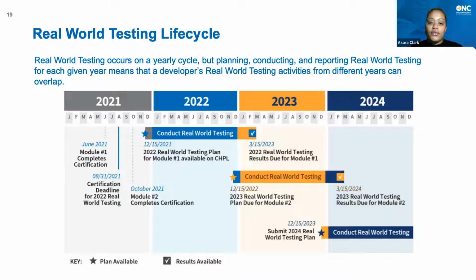And so this is how every year real world testing will happen, is there'll be overlapping activities from one year to the next, and you'll be working on executing a plan while you're working on developing a new plan for the following year. And then as you're executing that new plan the following year, you'll be working on pulling together results from the previous year and the report on those, okay? So we just want to make sure that you don't miss out on any of these deadlines, that you understand how all of this works together fully.